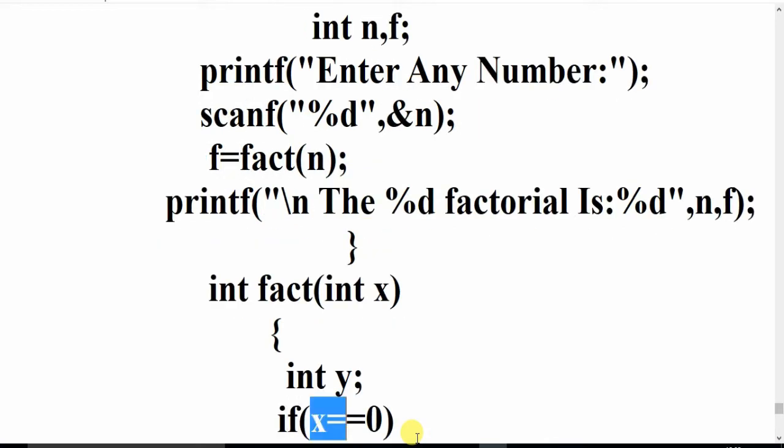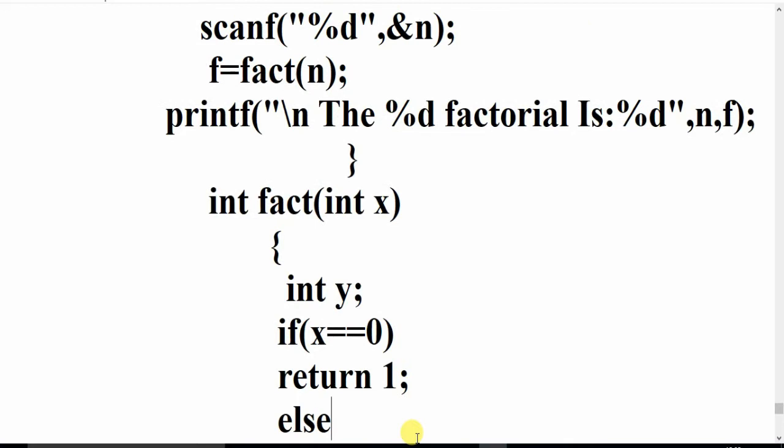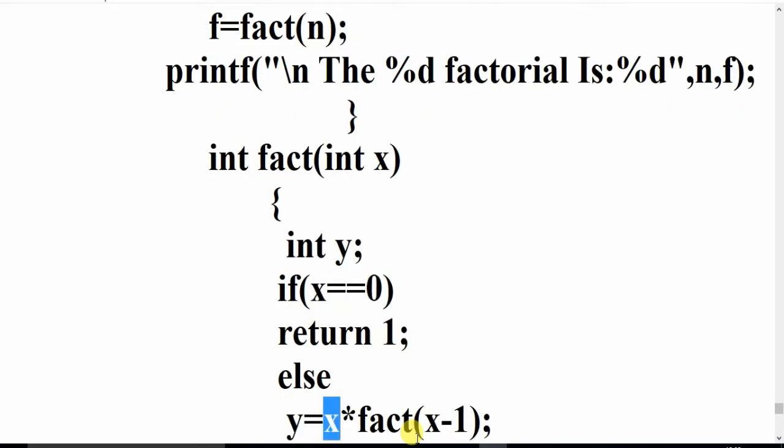So it's nothing but int y. If x equivalent to 0, the recursive function has to stop whenever the x value is 0. Right now, what is the x value here? 5. Equivalent to 0? The condition is false. Else. In else, what is the x value here? 5. 5 into fact of x minus 1. What is x minus 1 here? 4. It's nothing but 5 into fact of 4.